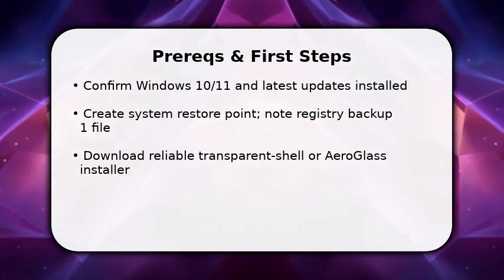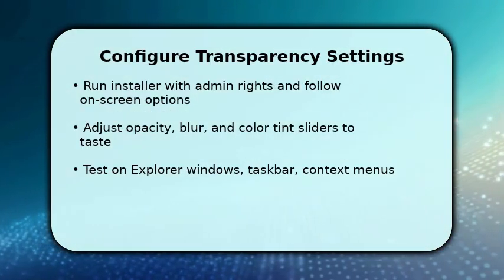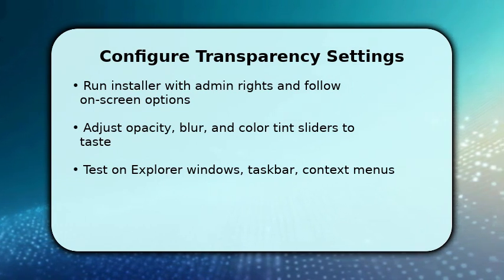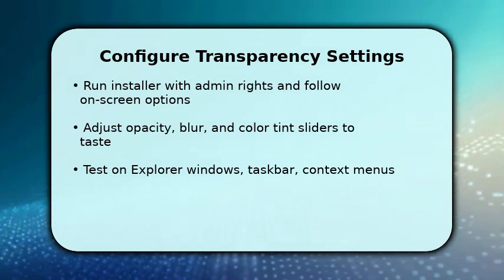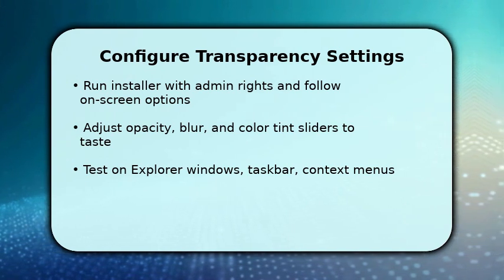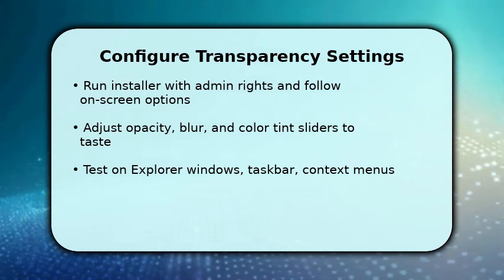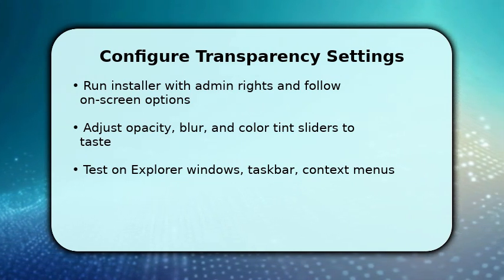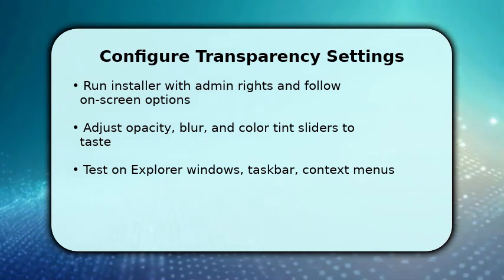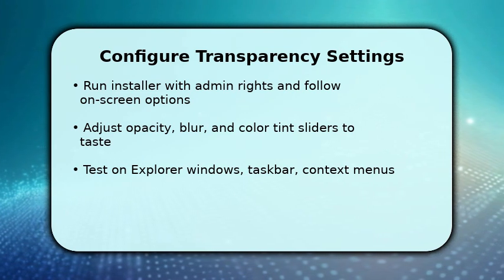Open the installed app and grant any permissions it requests. Use the opacity and blur sliders to reach the balance between readability and glass effect. Lower opacity increases transparency, while blur preserves legibility. Apply settings and then restart Explorer from Task Manager so changes take effect.